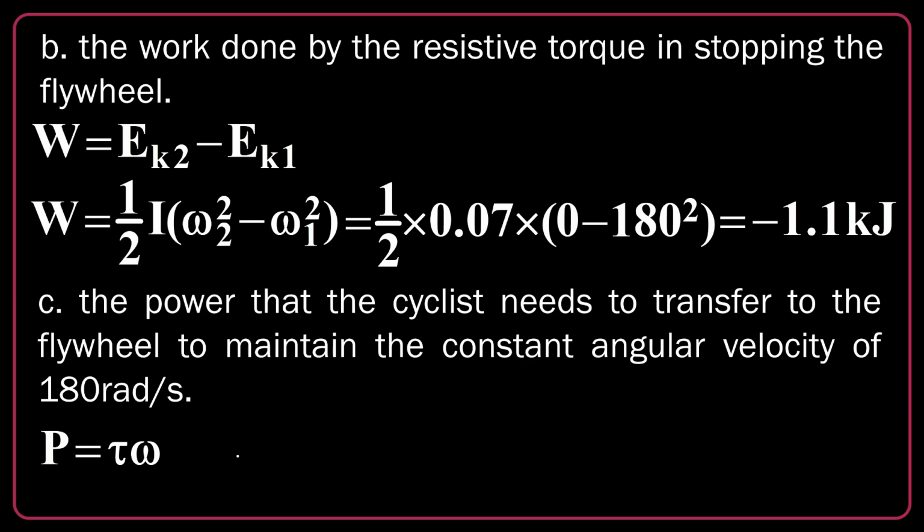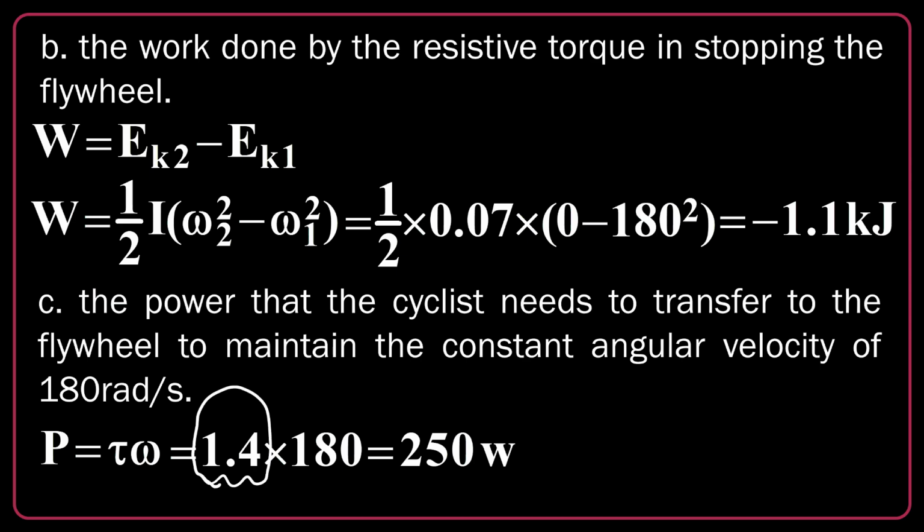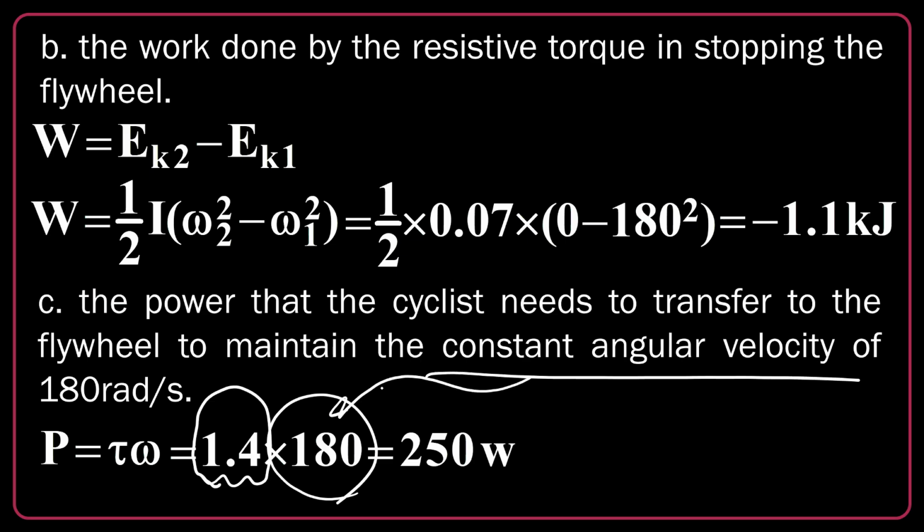Okay, so let's do it like that. The power is tau times omega. It's exactly like force times speed. Okay, and then tau is supposed to be 1.4. Same torque I used for the resistive torque acting on that, because my torque must be exactly the same as that. And 180 is the omega. Okay, because it should remain at the initial omega to the end, okay? Constant angular velocity. So you should keep 180 to the end. So it's 250 watts. This is the power you should provide to maintain the constant angular velocity of 180.